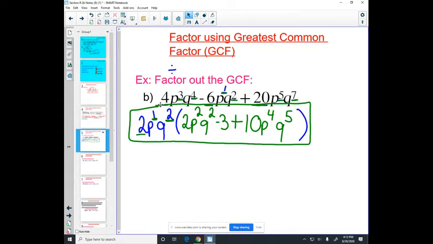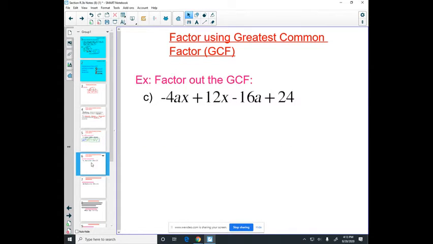Let's try the next example. See, we're doing the exact same thing. We've got 4 terms this time, but that's okay. We can do the same thing with 4 terms. Find the GCF, the biggest thing that all the numbers are divisible by. So let's just focus on the numbers first. I find that easiest. 4, 12, 16, and 24.